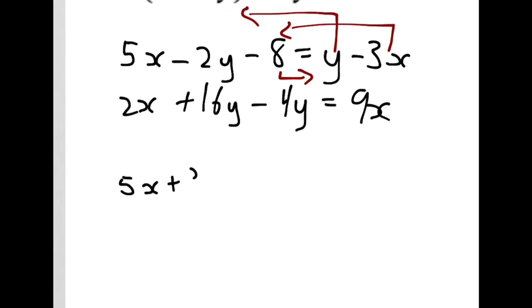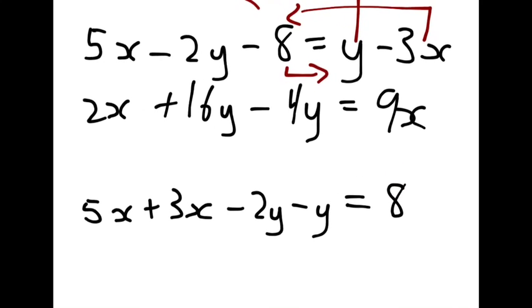So that gives 5x plus 3x, negative 2y minus y equals 8. So just to point out what happened, this y became a negative y down here. This negative 3x became a positive 3x over here. And this negative 8 became a positive 8 over here. Okay? I'll do a similar thing with this other equation.